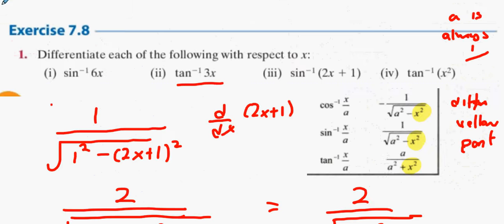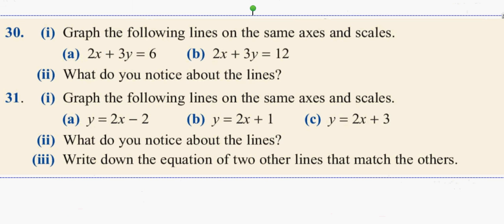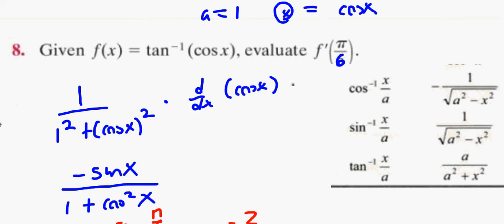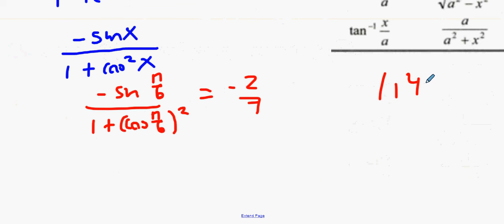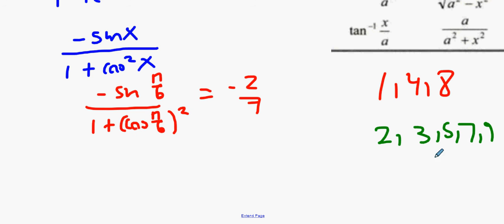I just did 1, 4, and 8 to be honest. Okay. So, if I did 1, 4, and 8, you guys should do 2, 3, 5, 7, 9, and 11. Red is what I did in class, green is for homework.